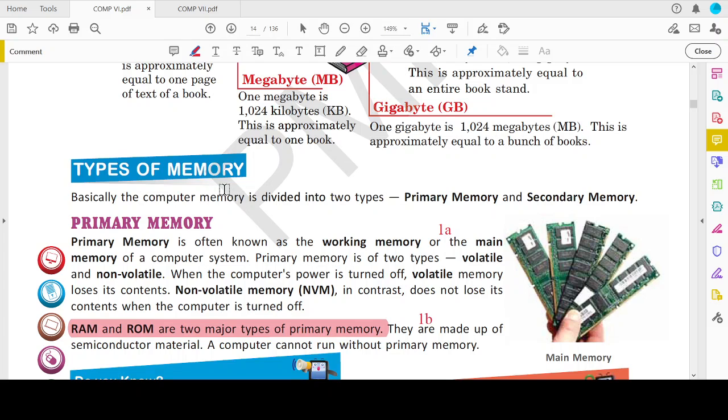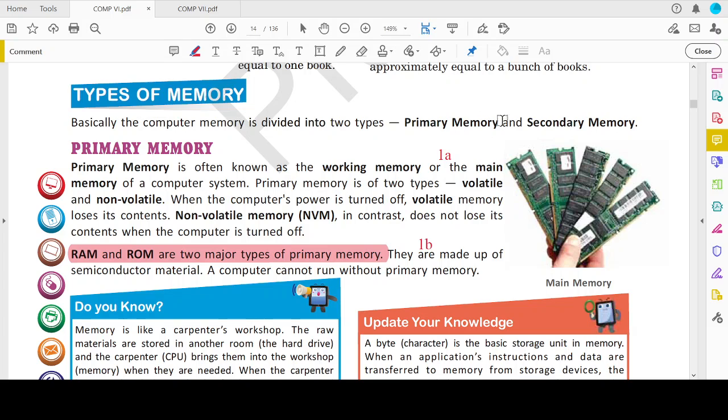In the types of memory, we have the primary memory and the secondary memory. Basically, the computer is divided into primary memory and secondary memory. I have already told you that when you want to keep data temporarily, you are keeping it on primary memory. When you want to back up the data for permanent storage, you are using the secondary memory. So primary memory is often known as the working memory or the main memory of a computer system.